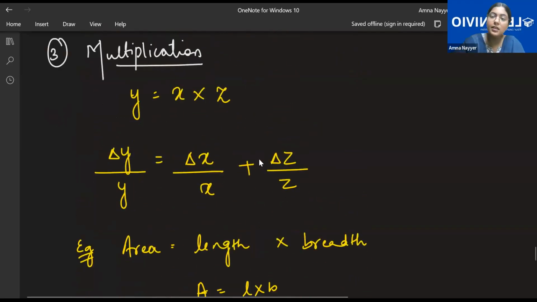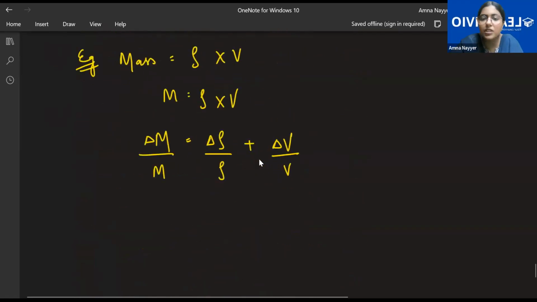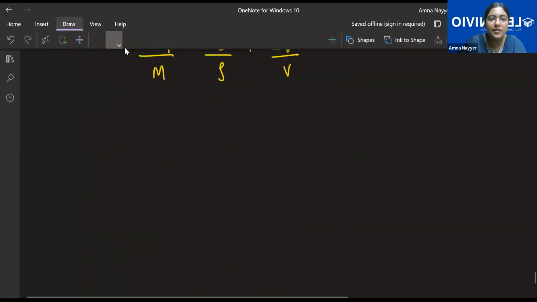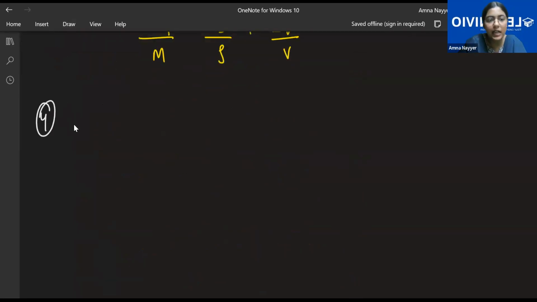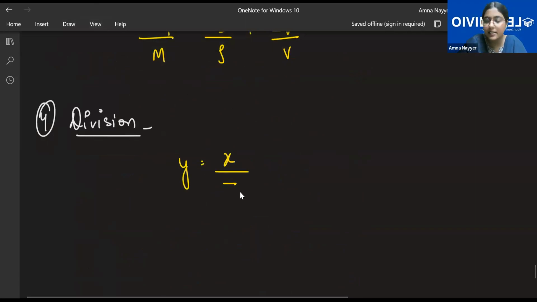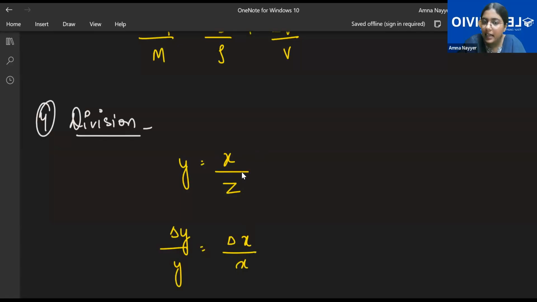Now multiplication is this. Now, if I talk about division, division is no different than this. Even if it is division, you just have to apply. Fourth point, let's say this is division. In division, let's say some values are there. y is equal to x divided by z. So same thing, here delta y by y will come is equal to delta x by x. It is getting divided by z, still you will write plus delta z by z. Like this, you're going to add all the values. Got it?